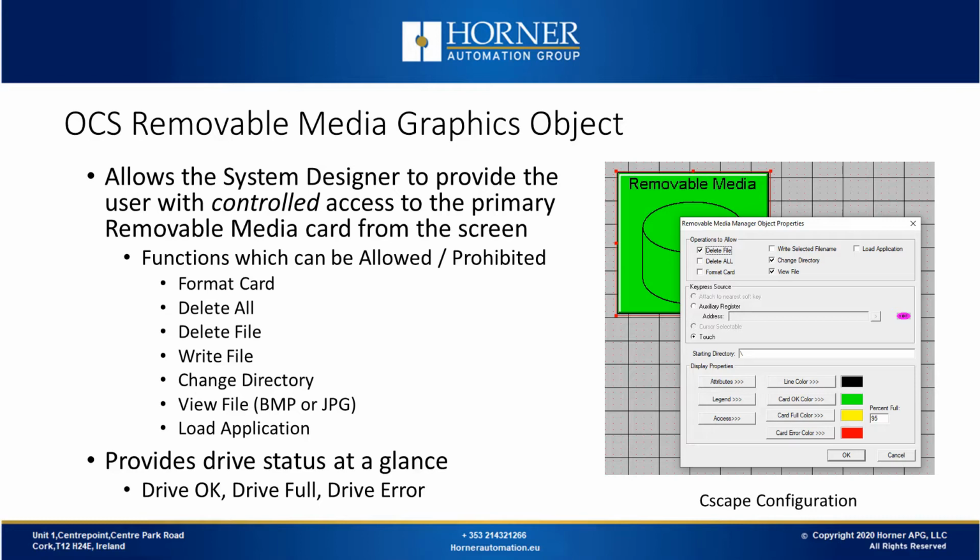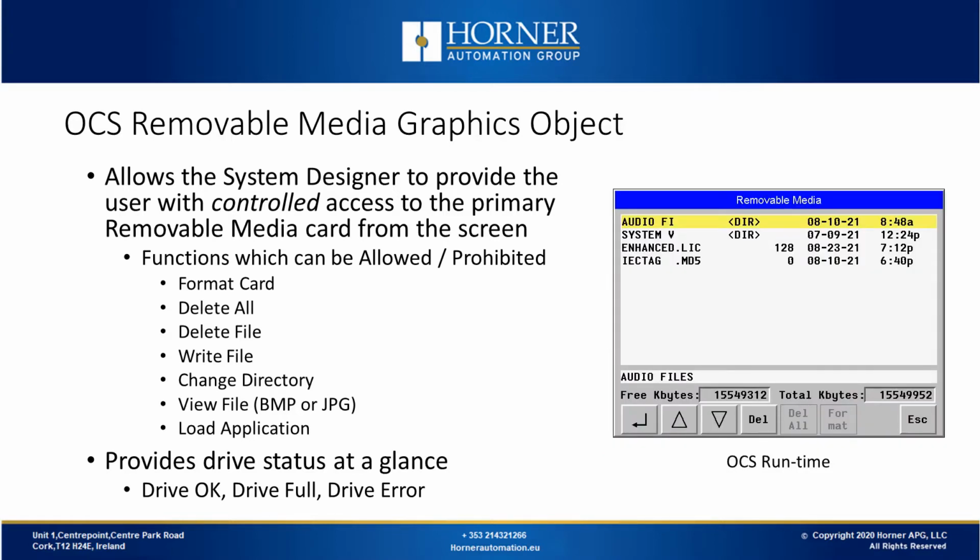Let's discuss the removable media graphics object. You can place this on the screen to allow the system designer to provide the user with controlled access to the primary memory card. You can also decide what maintenance type functions you want the user to have access to, which are showcased on screen. It also provides a drive status at a glance, by being color-coded. You can change the colors for each status in the settings. If the operator presses the removable media object, a screen will pop up, which displays the current file listing. This gives them all the functionality that was enabled by the system designer.